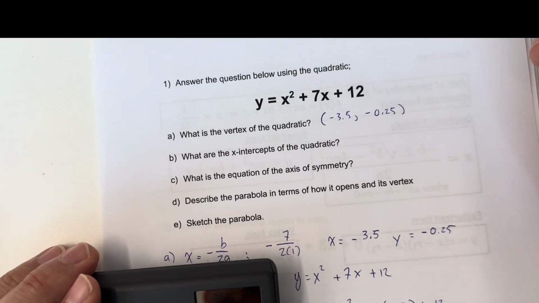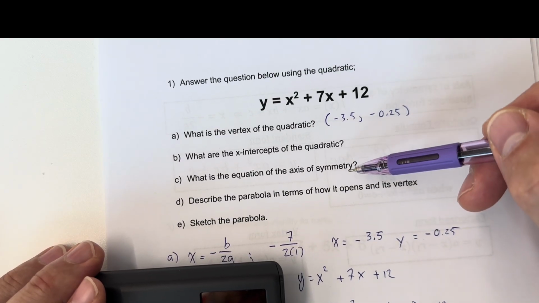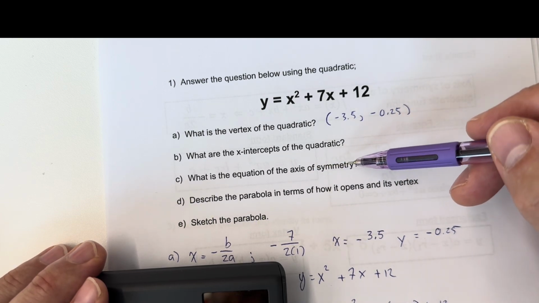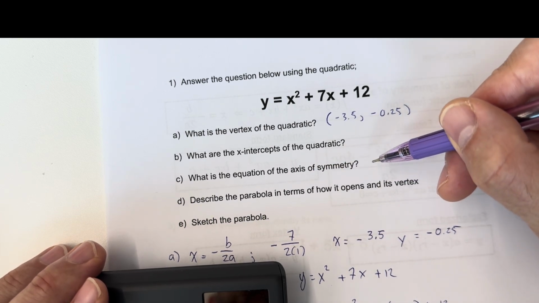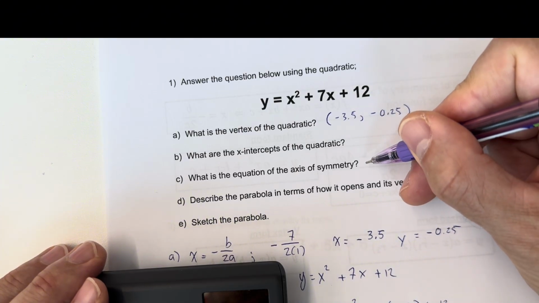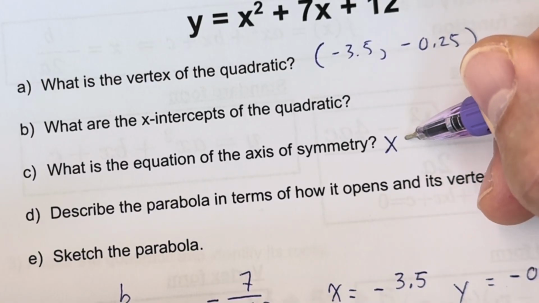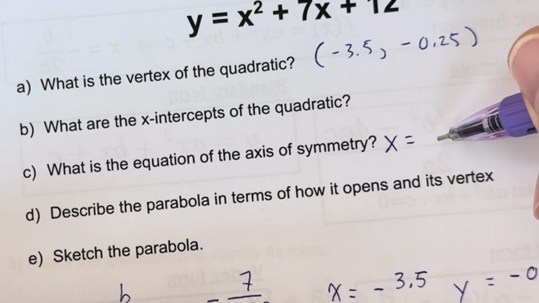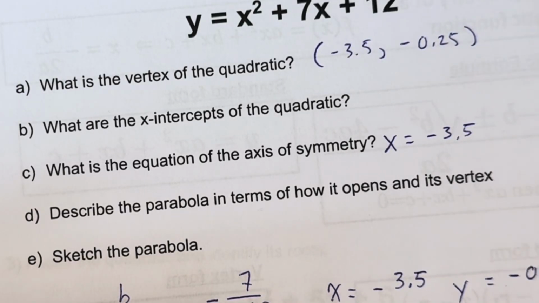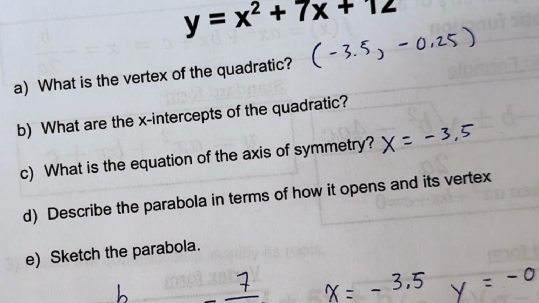There you go. And actually, I'm going to jump down to question C here. It says, well, what is the equation of the axis of symmetry? Well, the axis of symmetry is just an imaginary vertical line that passes through the x coordinate of our vertex. So the equation of our axis of symmetry is right here. It's just going to be x equals negative 3.5. There you go.